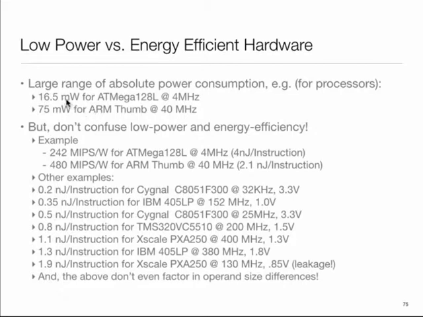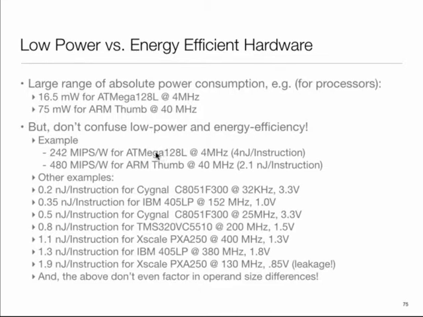And what you see out here is that this processor, the first one, which is an 8-bit microcontroller, burns 16.5 milliwatt, and the ARM processor burns 75 milliwatt. And this guy is running at 4 megahertz, and this guy is running at 40 megahertz. Now, just focusing on this number is a little bit misleading, because they are also very different types of processors. 8-bit versus 16-bit, and 4 megahertz versus 40 megahertz. So it is very important that one not confuse low power and energy efficiency.